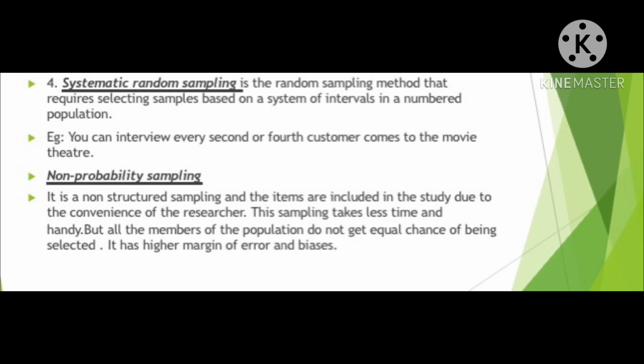That system number, whether 10, 15, 25 or 50, we choose randomly. This process is known as systematic random sampling. You can interview every second or fourth customer coming to a particular shop or theater, like that. This sort of sampling is known as systematic random sampling.